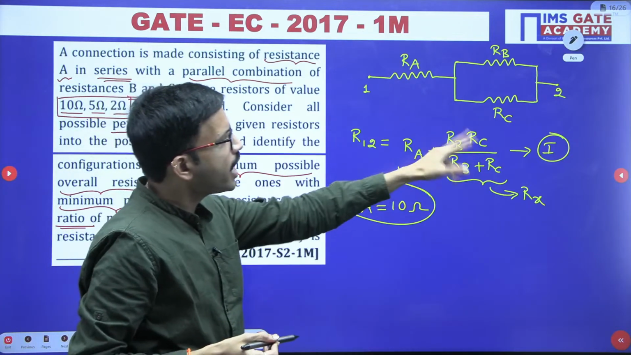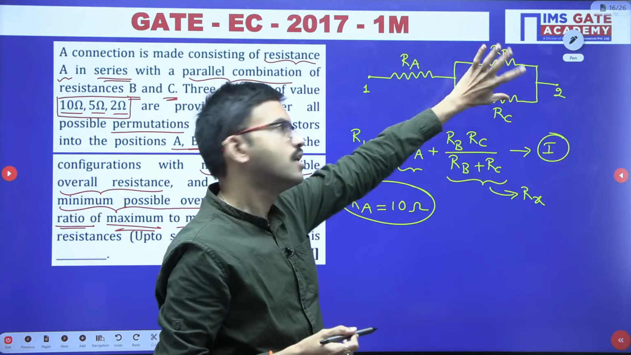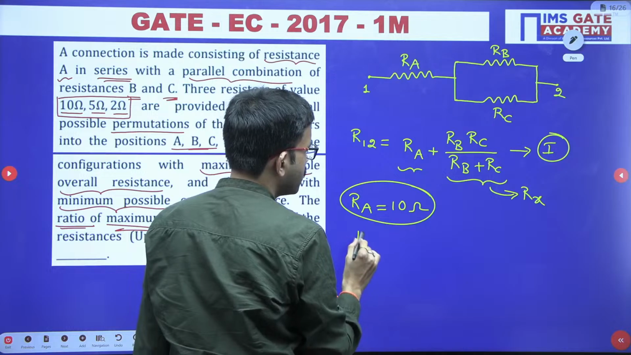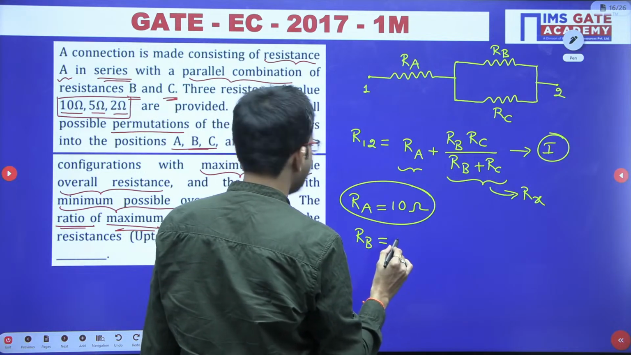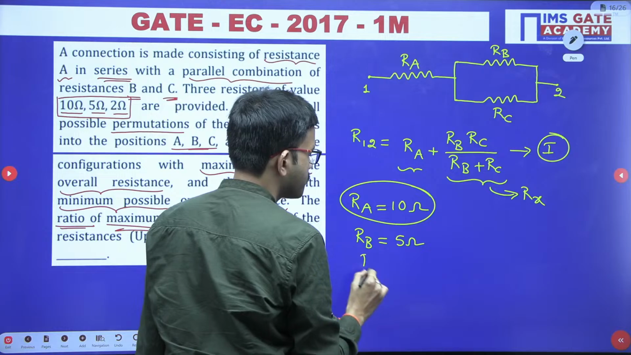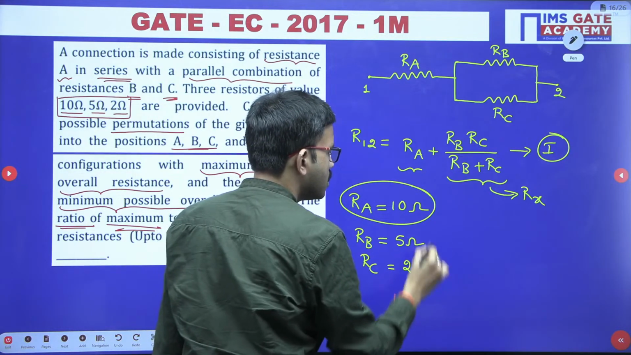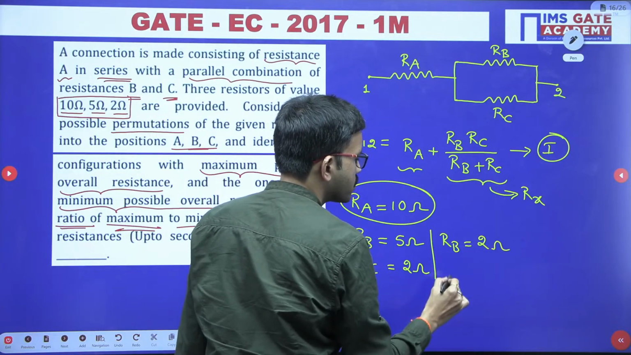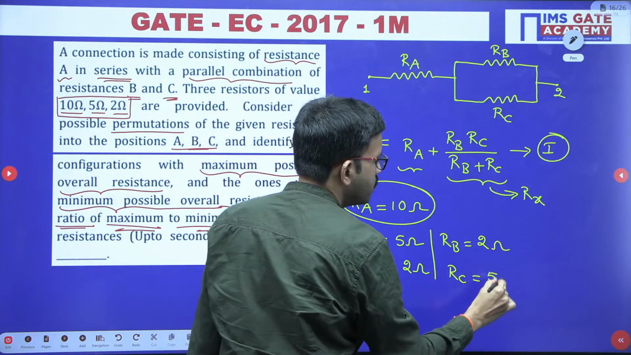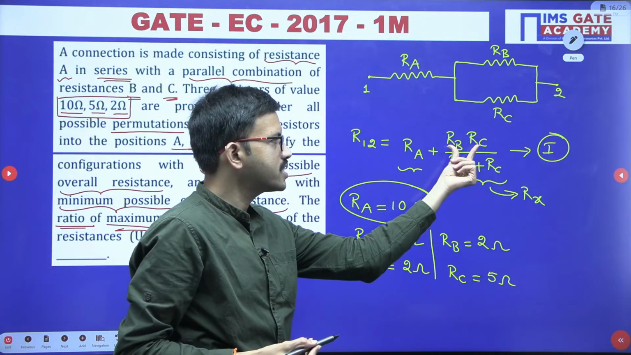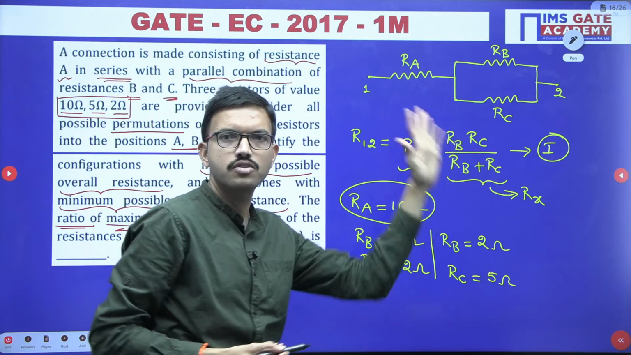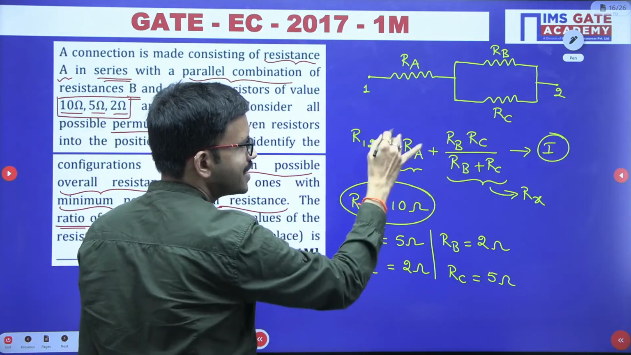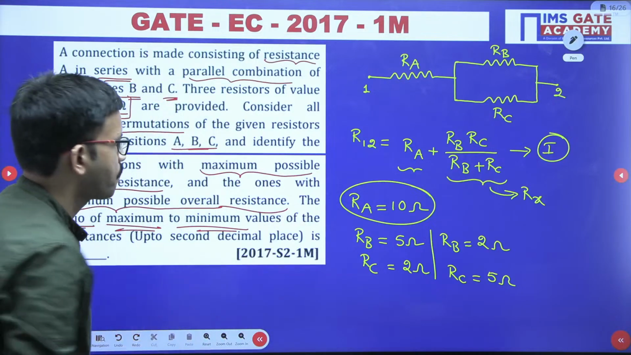Now among RB and RC, those two are connected in parallel, so whichever 2 resistors remain, you can consider them. You can consider RB equal to 5 ohm, RC equal to 2 ohm, or if you want, RB equal to 2 ohm, RC equal to 5 ohm, no problem. Because ultimately it is the product of 2 resistors over the addition of 2 resistors. Now from there, whatever equation you get is nothing but the maximum equivalent resistance.